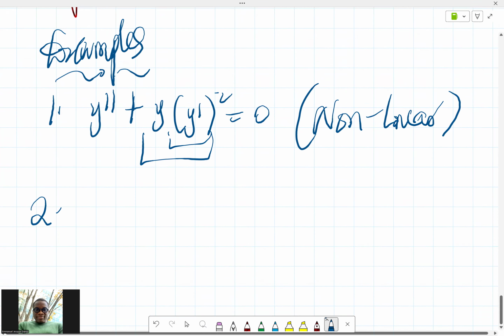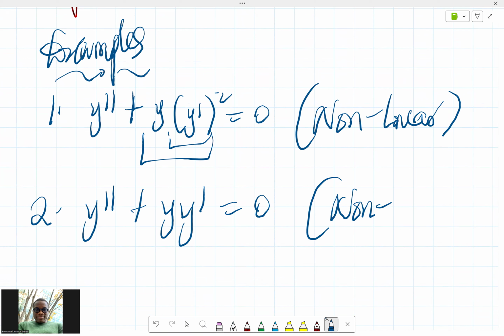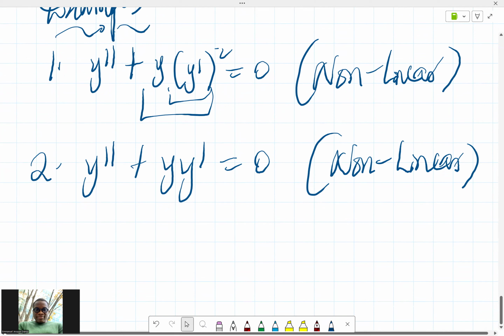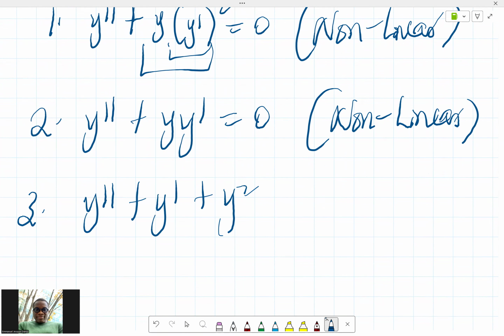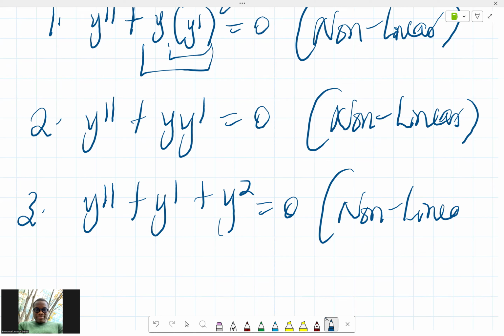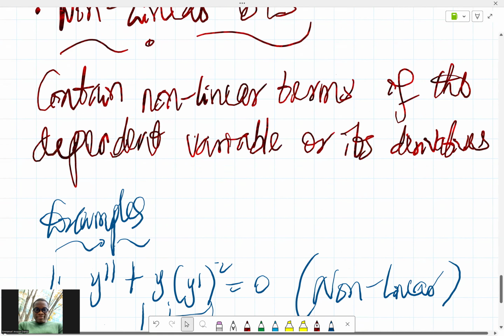Imagine again you have y prime prime plus y y prime equals 0. This is still non-linear, though y prime does not have power 2 anymore, because you have the derivative multiplied by the dependent variable. Imagine again you have 3 y prime prime plus y squared equals 0. This is still non-linear, and what makes it non-linear is the fact that the dependent variable is raised to power 2. So these are all non-linear.